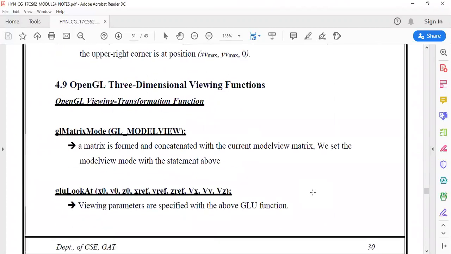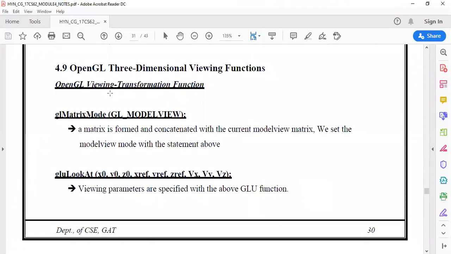The next topic is OpenGL 3-dimensional viewing functions. There are many OpenGL viewing transformation functions. The first function is glMatrixMode, GL_MODELVIEW. This matrix is formed and concatenated with the current model view matrix. Since any transformation in graphics is matrix multiplication, we have to consider this model view matrix. It will multiply the current model view matrix. It is basically used for multiplication, or transformation, or composite transformation.